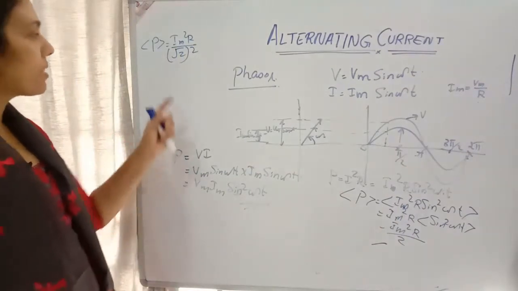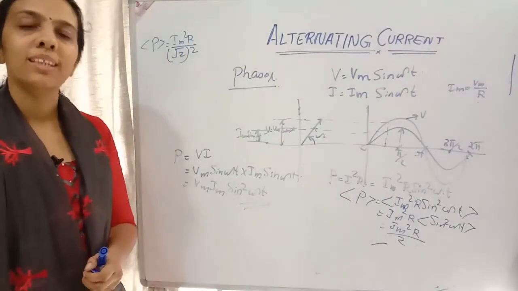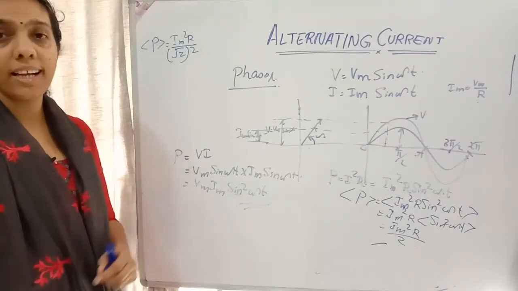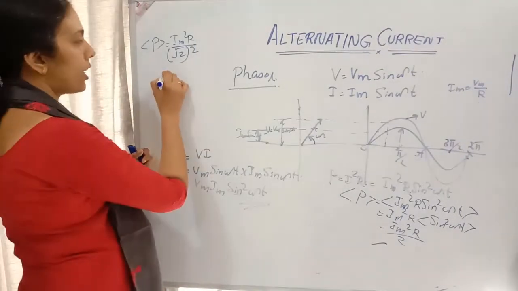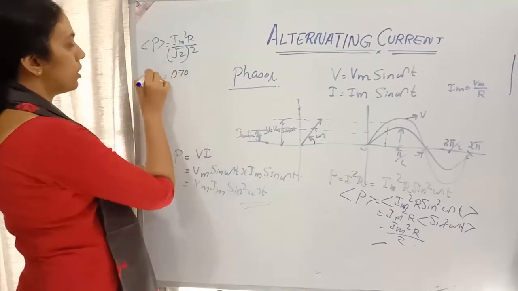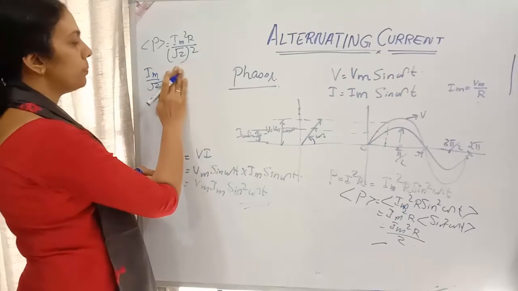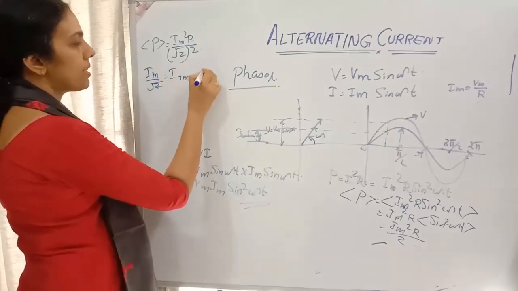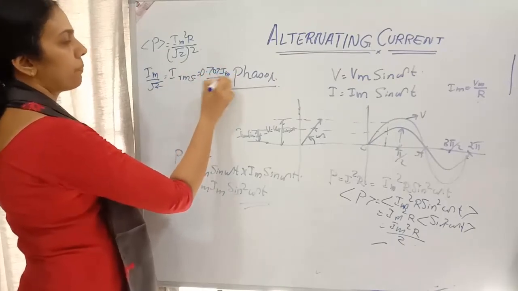What is this Im by root 2? That is the RMS value of current. Last class we learned, right? 0.707 I0, where I0 is the maximum or peak value of current. So Im by root 2 is equal to IRMS. So IRMS equals 0.707 Im.